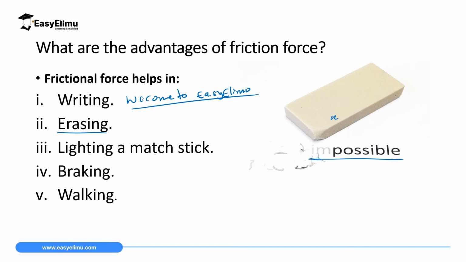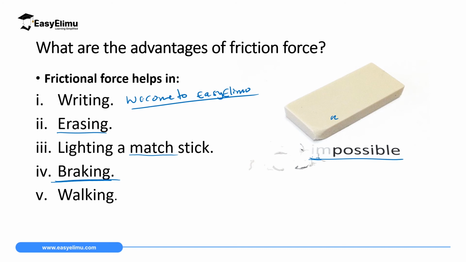Another one is lighting a matchstick. All of you at your homes, you have interacted with matchsticks. The reason why a matchstick can light is because of friction between the matchstick and the matchbox. Another one is braking. Without friction, cars cannot brake or cars cannot stop. Then it means if a car starts moving, it will be moving forever. And that one, you know the adverse effects of that. It can cause a lot of accidents. So for brakes to be applied, there must be friction.